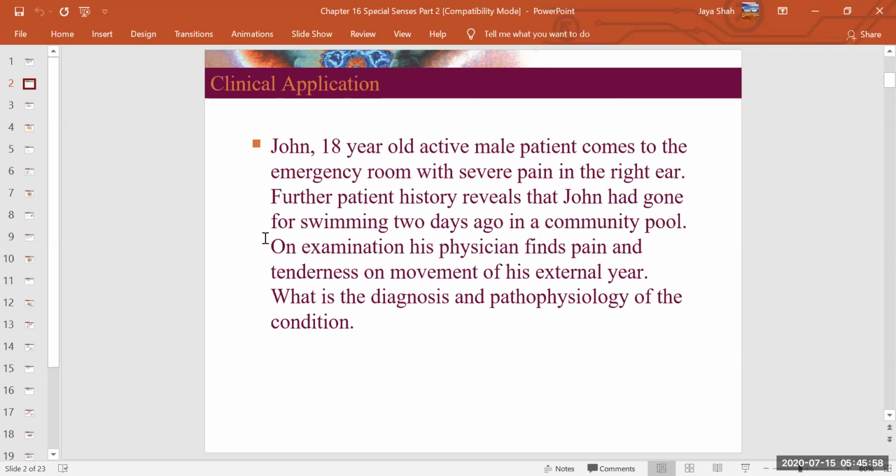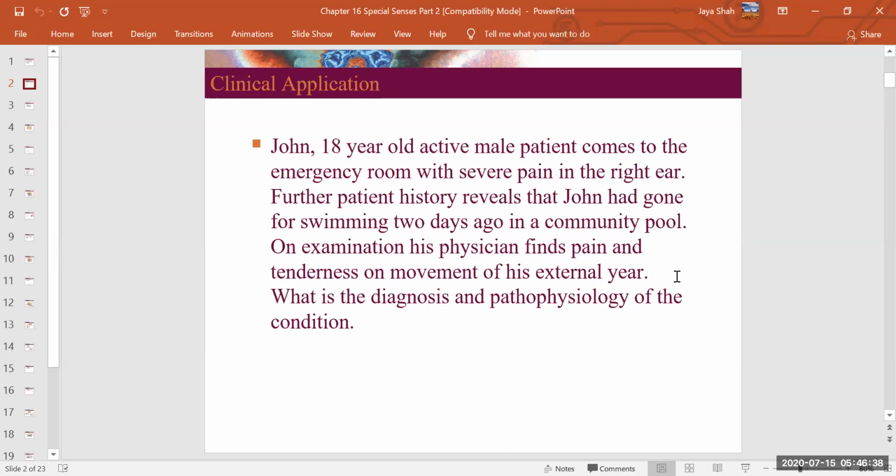Let's start with one of the clinical applications. John, 18 years old, an active male patient, comes to the emergency room with severe pain in the right ear. Further, the patient history reveals that John had gone swimming 2 days ago in a community pool. So this is a young guy going to a swimming pool, and it is a community swimming pool. On examination, his physician finds pain and tenderness on movement of his external ear.